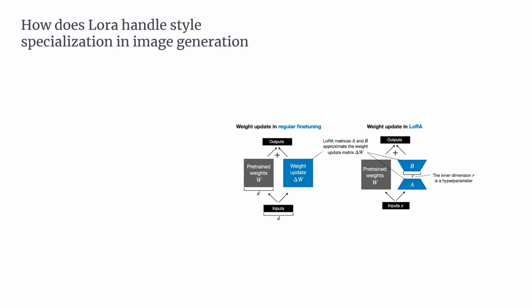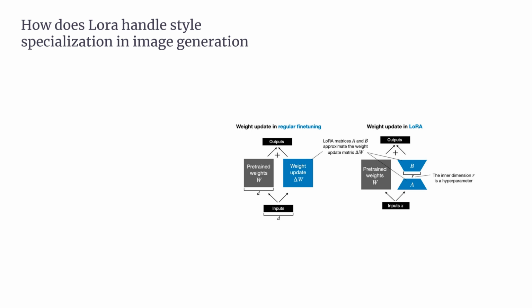Then, let's discuss how LoRA handles style specialization in image generation. LoRA, low-rank adaptation, is a powerful tool for style specialization in image generation, enabling large pre-trained models like Stable Diffusion to adapt to specific visual styles or themes with high efficiency. Let me break it down for you.